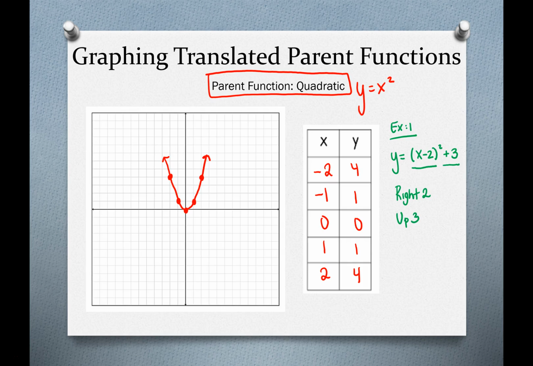Now what I do next is basically take my red parent function and I'm going to move every point right 2 and then up 3. So for example, I'm going to take this point, I'm going to take it right 2 and then up 3. 1, 2, 3. And that's where I put my point, right there. Okay, same thing with these other points. I'm going to go right 2, up 3, put a point. All right, I'm going to do the rest.